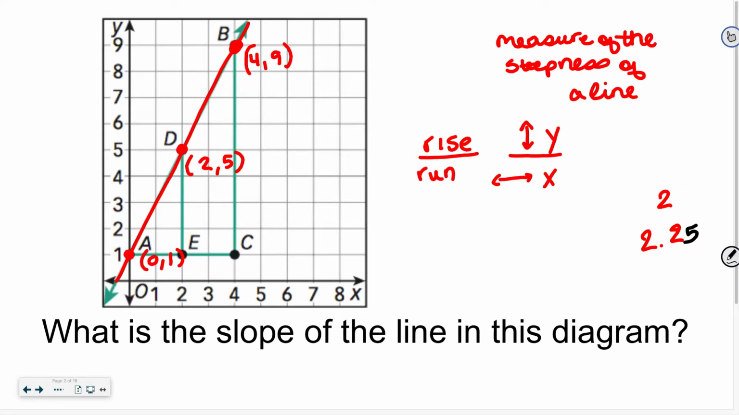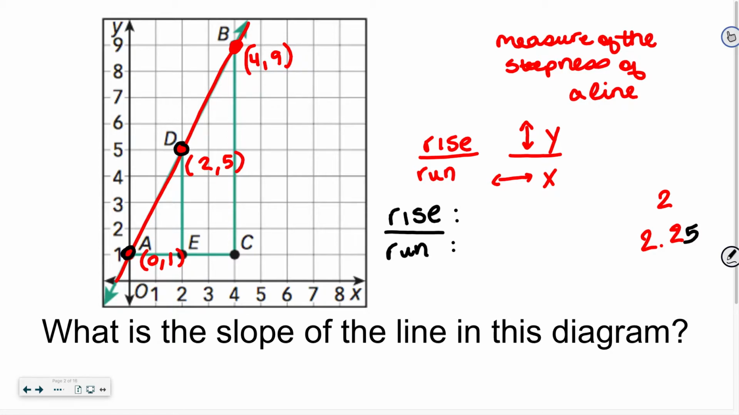Okay, so how can I represent the rise on my line? Rise from where? Rise from 0, 1. Okay, so if I start at this coordinate, how am I getting to the next one? You go over 2. What's my rise? You go up 4.